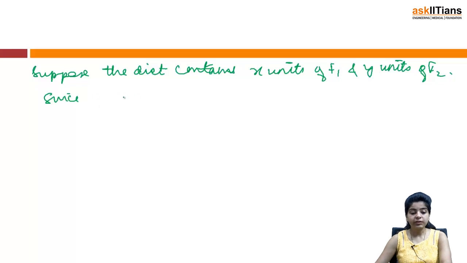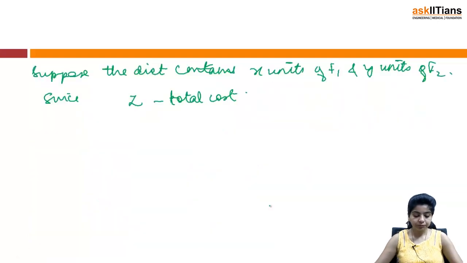Okay, first of all let's discuss the total cost. Let Z denote the total cost function. So what we'll have is 2 and 4 are given. So it will be Z equal to 2x plus 4y, and obviously minimize.